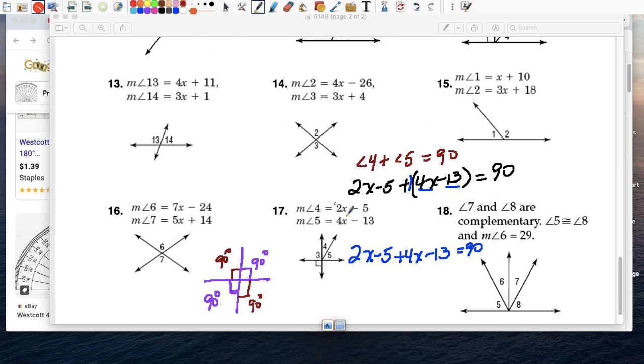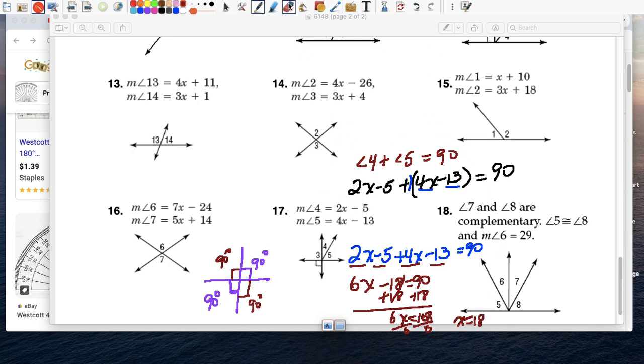Let's combine like terms. We can combine these two. We get 6x. Negative 5 and negative 13 is negative 18, equals 90. Now it's a two-step equation. Plus 18, plus 18. 6x equals 108. We're going to divide both sides by 6. And 108 divided by 6 is 18. So x is 18. Knowing that, let's go back here.